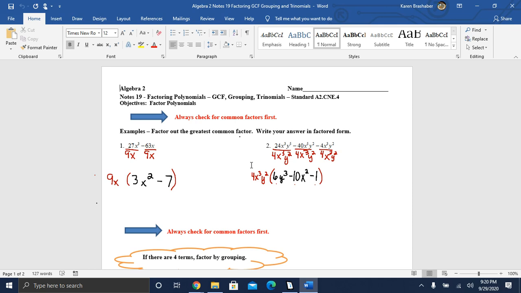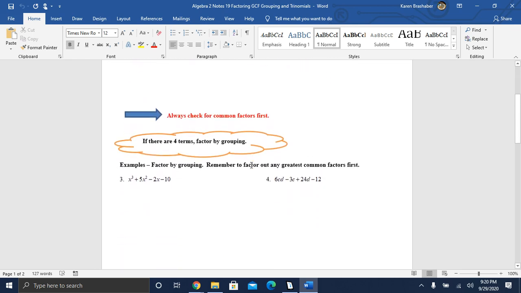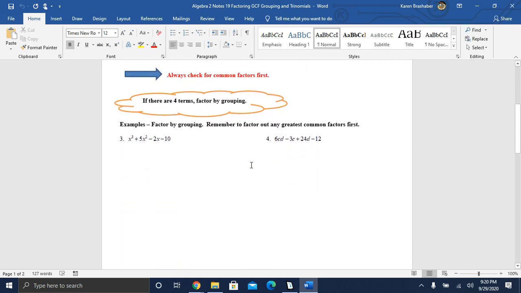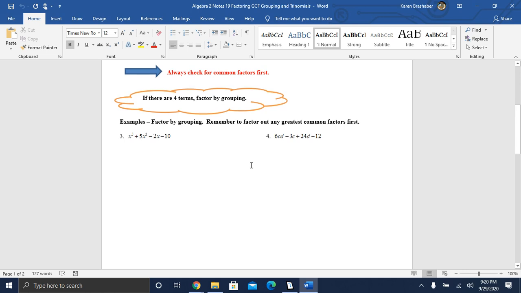So as I move on to that section, if there are 4 terms, we're going to try to factor by grouping. And if you recognize it and you can take out a common factor first, you can do so. Sometimes people don't recognize it, and I'll show you that as we go along. So I'm going to look at problem 3.